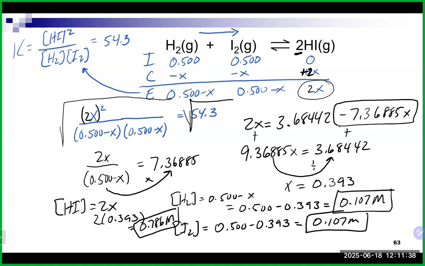Once again, you can check to make sure you didn't mess anything up by putting that back into the equilibrium expression. You should get basically the same value as our K. If you square the HI concentration and then divide by 0.107 twice, you get about 53.96, or 54, which is pretty close to our equilibrium constant.